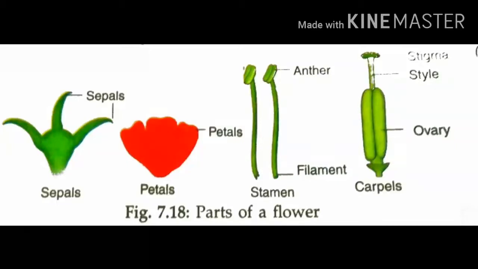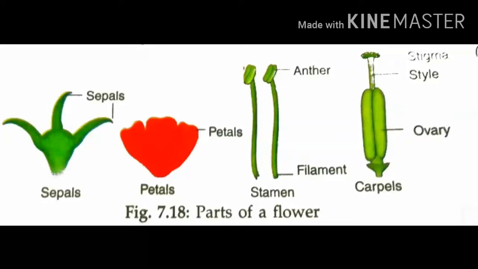The carpel or pistil is the fourth and innermost part of the flower. Each carpel has three parts: one is the stigma, next is the style, and last is the ovary. The stigma is the topmost part that receives the pollen grain. The stigma is a sticky part, as I already told. Why does it have a sticky nature? To receive the pollen grain.